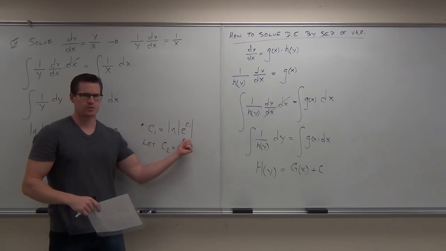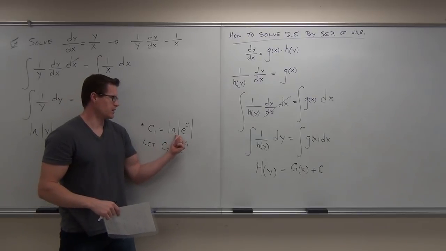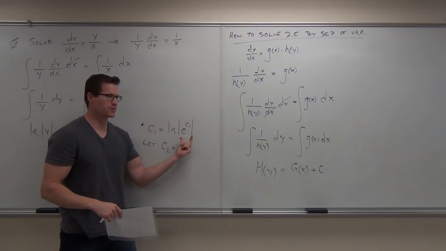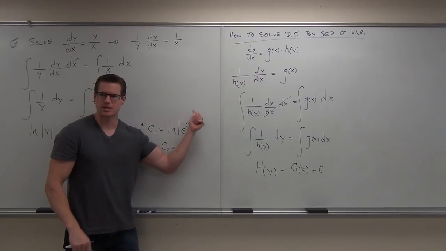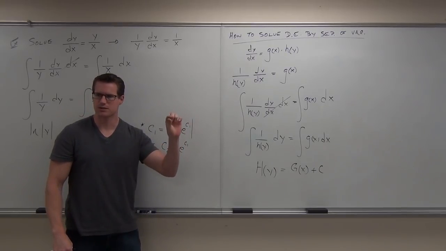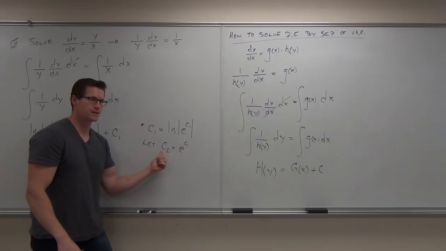You guys all agreed with this one, right? Well, c1 equals ln of e to the c1. Absolute value doesn't really make a difference. Is this still a constant? Is e to a constant still a constant number? Yes. Well, then I'm just going to call that a different constant.